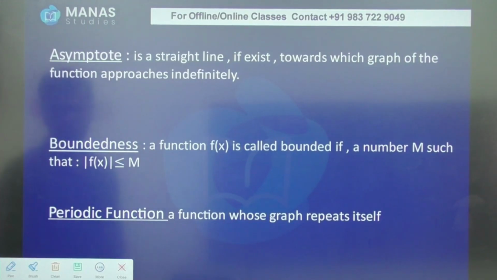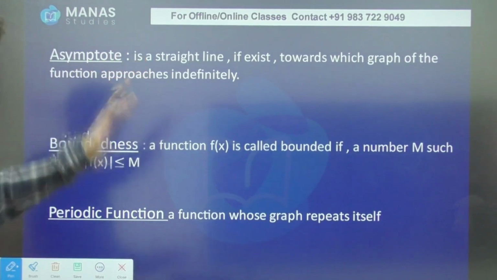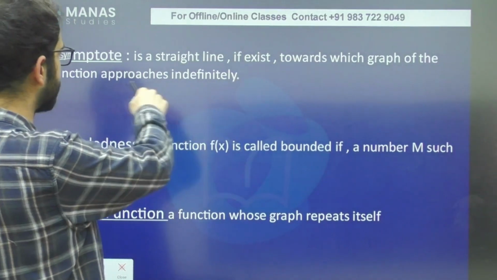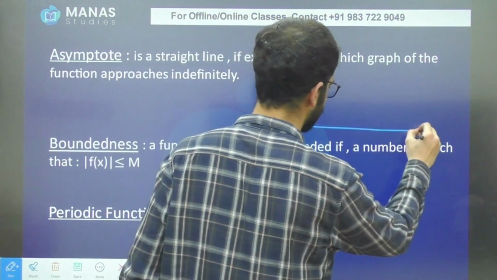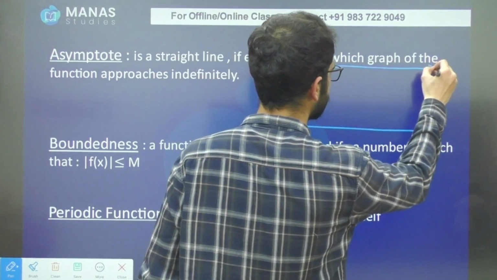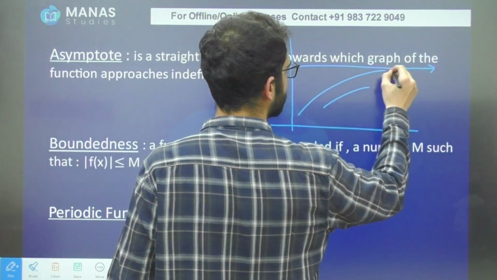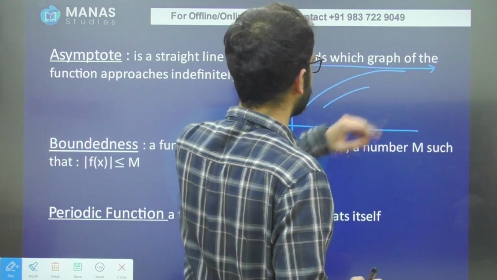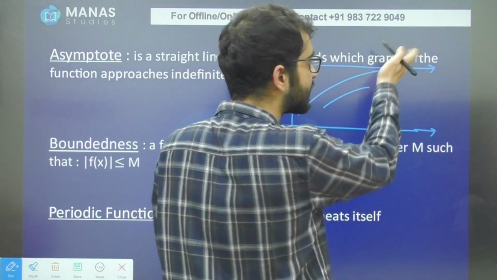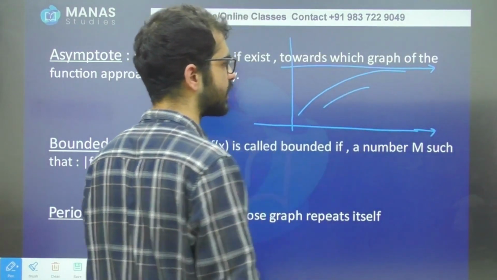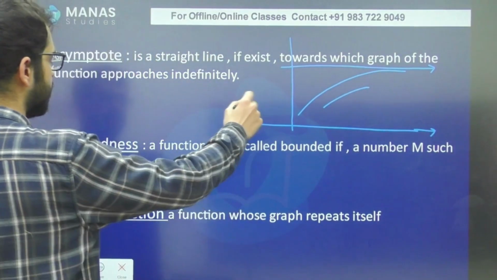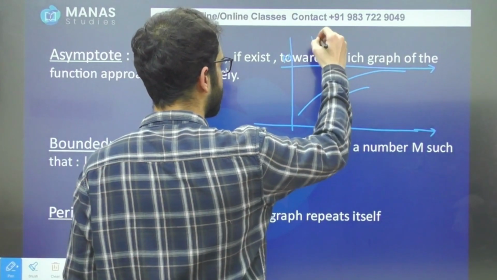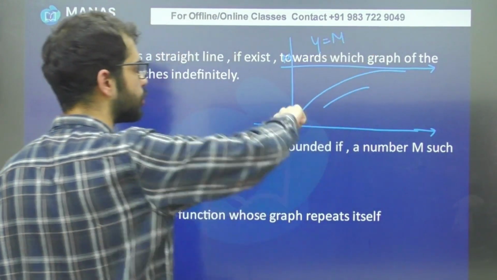Asymptote. Now an asymptote is a straight line, if it exists, towards which the graph of the function approaches indefinitely. Now let's say the graph looks something like this. This is my line and the graph is approaching like this. The graph is not cutting that line. It is not intersecting that line, but it is approaching towards that line indefinitely. Therefore, it is said that this line y equals m is an asymptote to the curve.